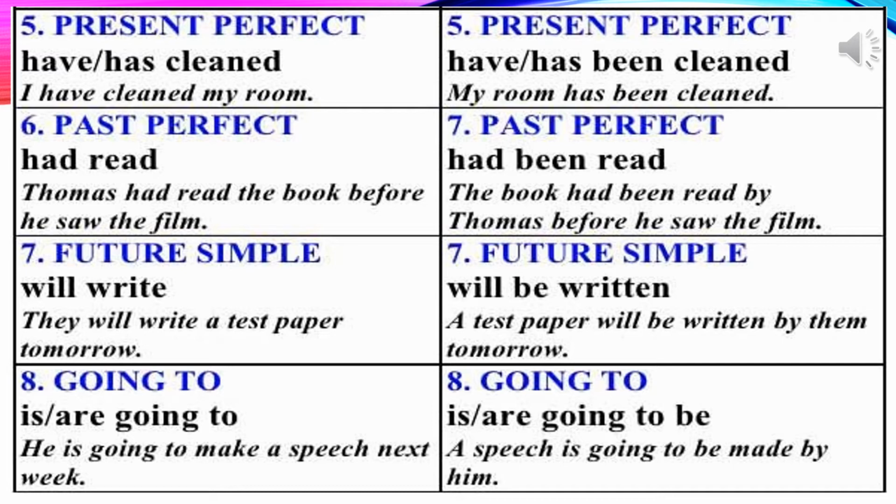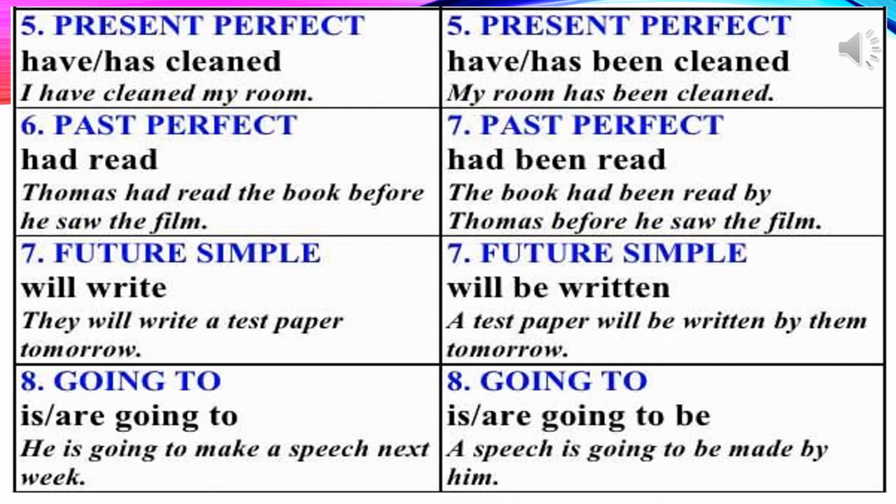So here, to change a sentence from present perfect tense to passive voice, we use subject plus has or have plus been plus V3 plus by plus object. Next we have past perfect tense. See the example. Thomas had read the book before he saw the film.